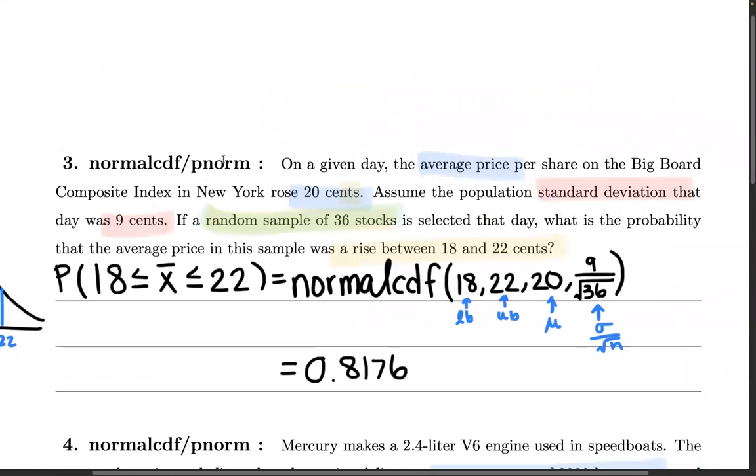So here we're going to be doing normal CDF. On a given day, the average price per share on the Big Board Composite Index in New York rose 20 cents. Assume the population standard deviation that day was 9 cents. If a random sample of 36 stocks is selected that day, what is the probability that the average price in this sample was a rise between 18 and 22 cents? So we want to find the probability that x bar lies between 18 and 22.